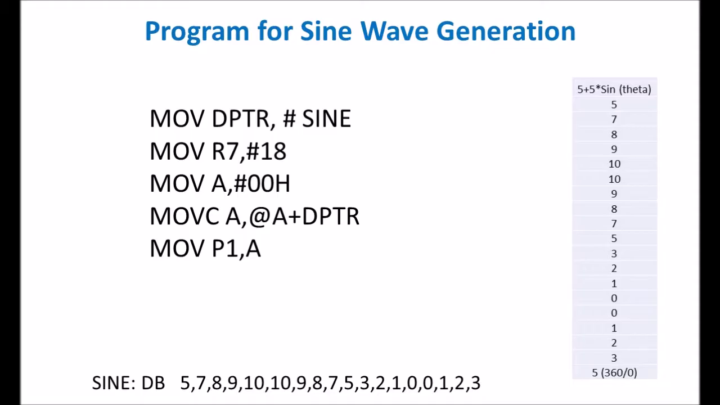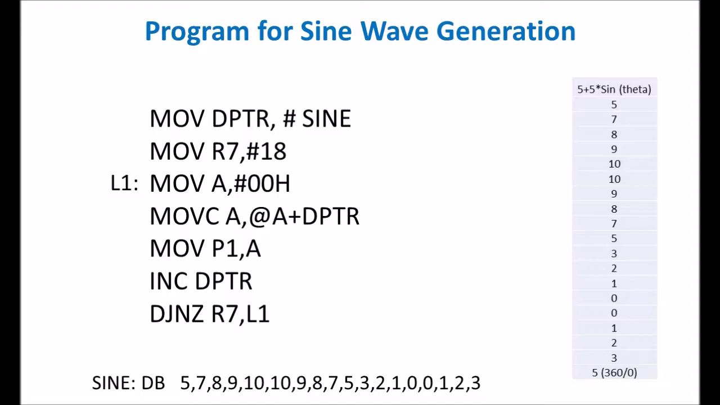Now we want to read the next value. So for that we'll increment DPTR. Now DPTR will point to the second value. And then since one read is complete, we'll decrement the counter by 1. So we'll write the instruction DJNZ R7. It will decrement R7 and if R7 is not 0, it will jump back to L1.